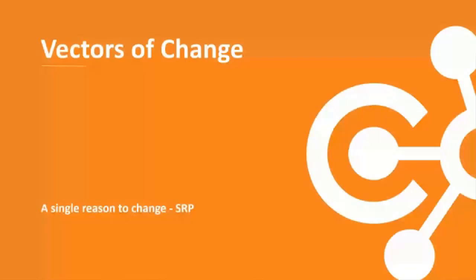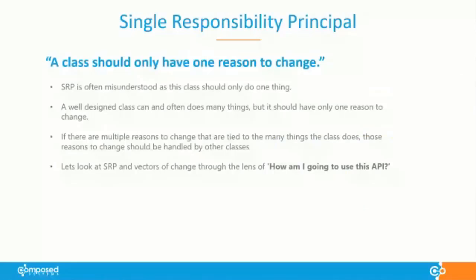So the single responsibility principle states that a class should only have one reason to change. There's a common misunderstanding that it means the class should only do one thing. That's not true. Classes often do a lot of things. The key there is a reason to change. And if you have a class that does a lot of things and there are a lot of different reasons to change, that class should probably own a bunch of other abstractions that wrap around those reasons to change.